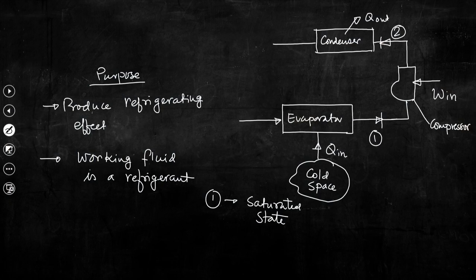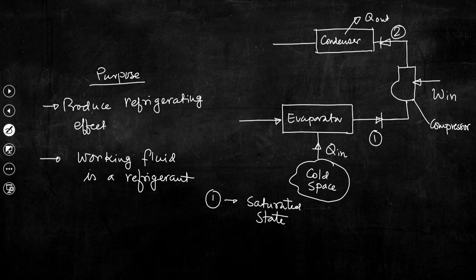So, Q out, because we need to bring back the original state of the refrigerant at the inlet of the evaporator. The evaporator, on receiving heat from the cold space, evaporates the refrigerant, and that saturated vapor is now taken into the compressor.